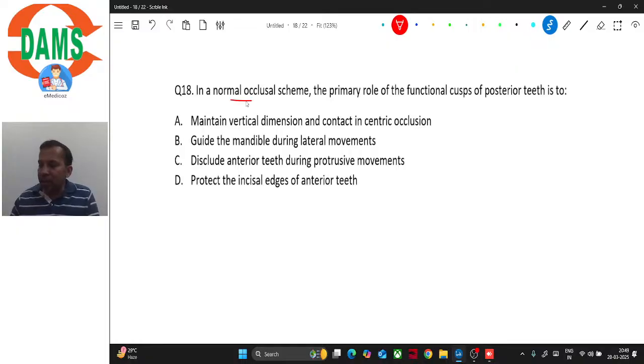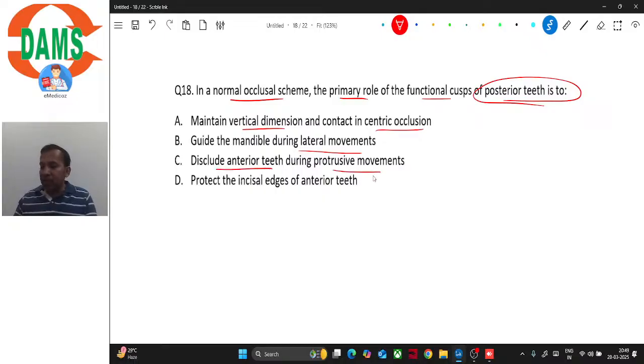In a normal occlusal scheme, the primary role of the functional cusp of posterior teeth is to: So what is the function of the functional cusp in the posterior teeth? Obviously functional cusps are seen in the posteriors. There are no functional cusps in the anteriors, right? A, maintain vertical dimension and contact in centric occlusion. B, guide the mandible during the lateral movements. C, disocclude anterior teeth during protrusive movements. D, protect the incisal edges of anterior teeth. So which of these do you think is the correct answer?